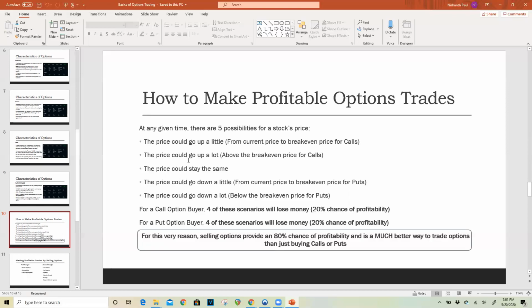So what these 5 scenarios essentially tell you is that if you buy a call option, you will actually lose money in 4 of these scenarios. Same thing with the put option. Unless the price goes down a lot, you actually lose money in all four other scenarios. It's for this very reason that selling options provides an 80% chance of profitability, and is thus a much better way to trade options than just buying calls or puts.